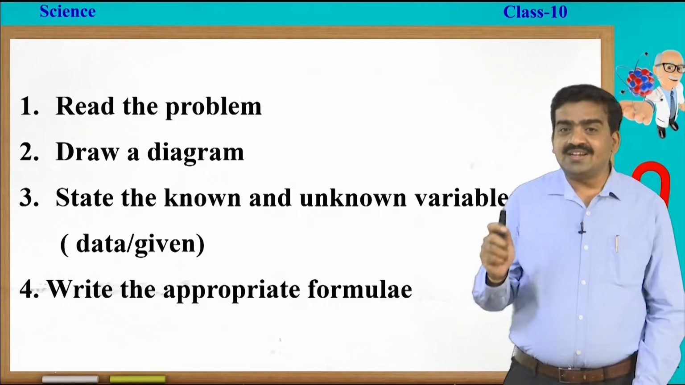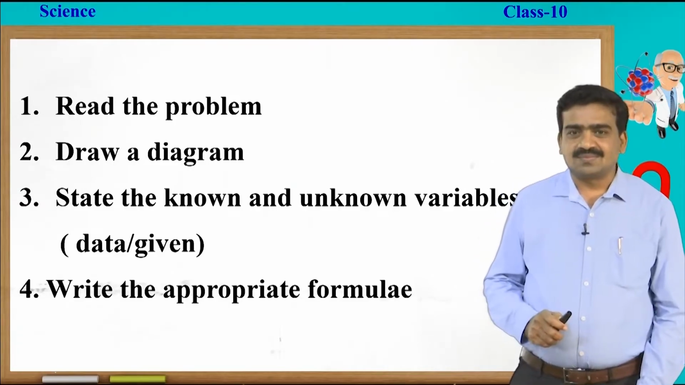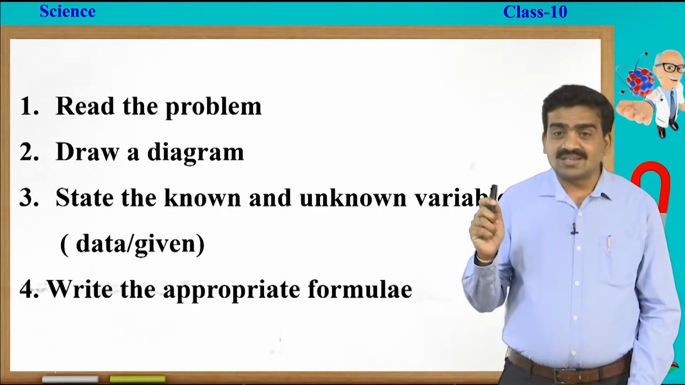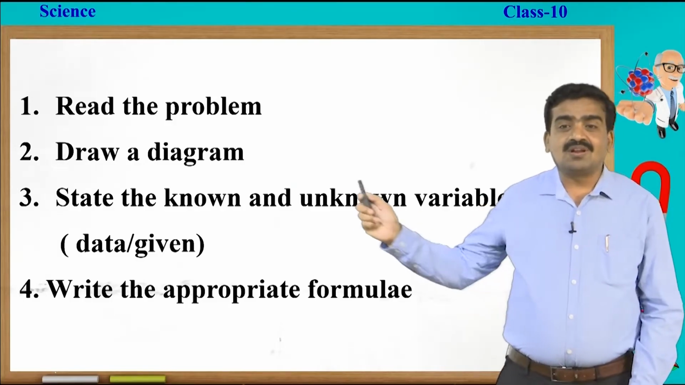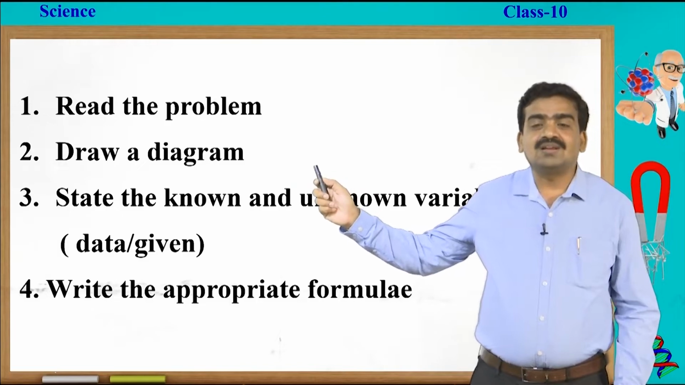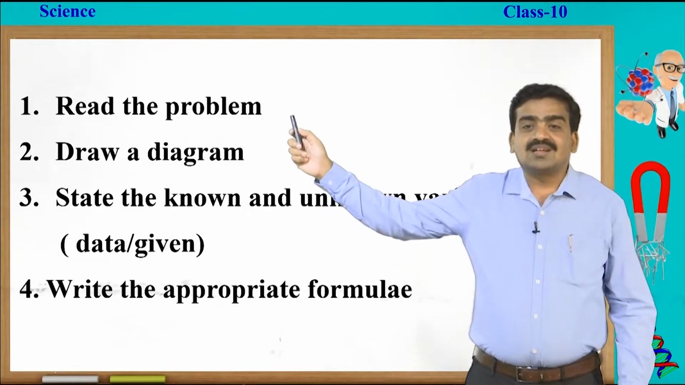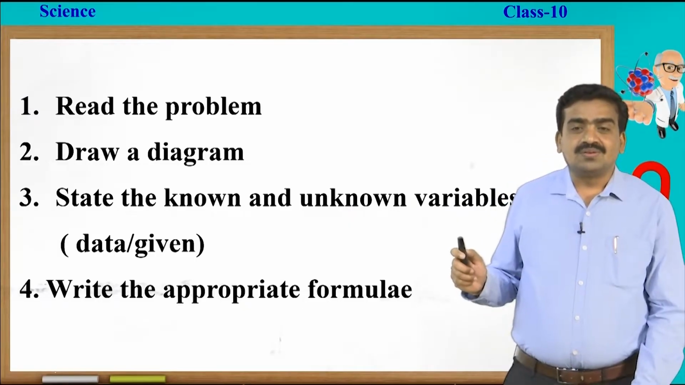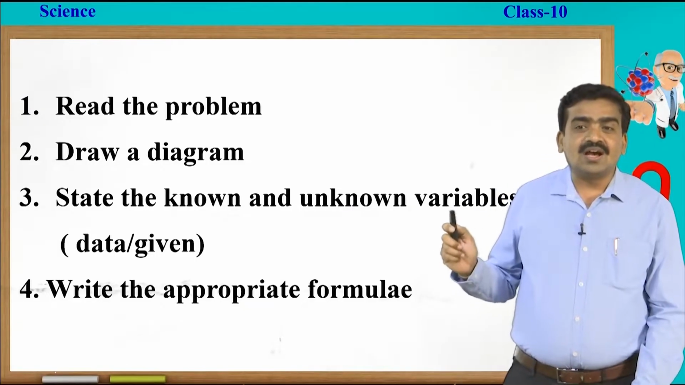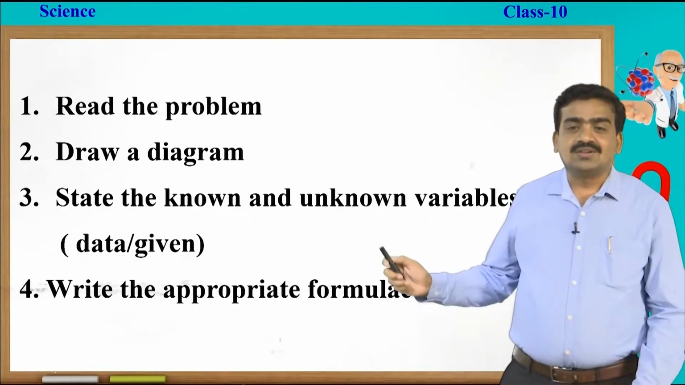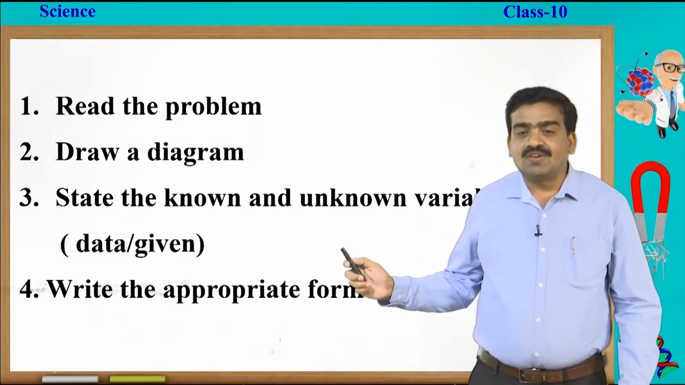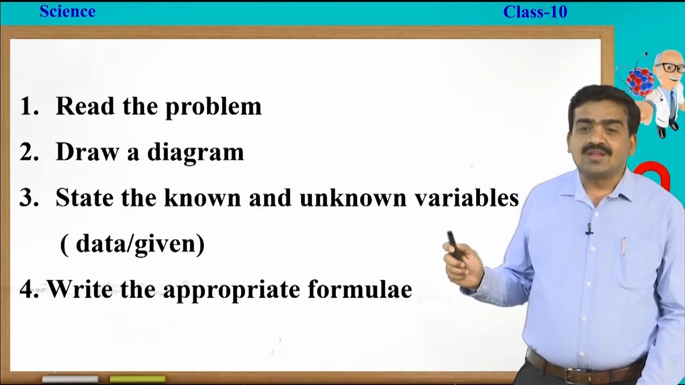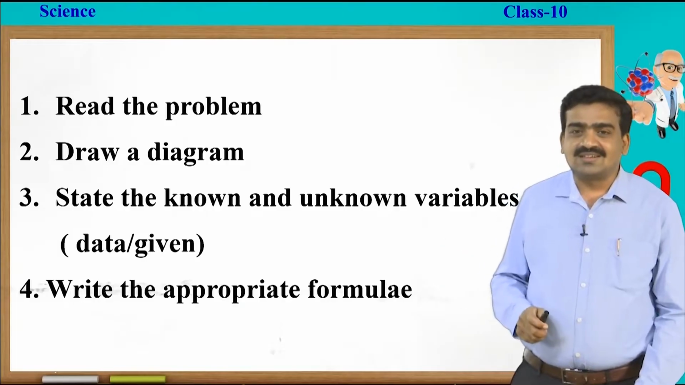So, we have to read the problem first and draw the diagram. We have to understand the problem first and draw a simple ray diagram based on the data given in the question. And also we have to state the known and unknown variables, that is the data or the given factors in the question, and we have to use the appropriate formula there.